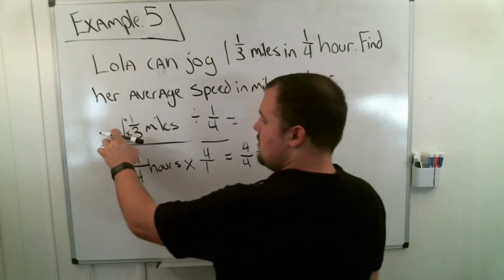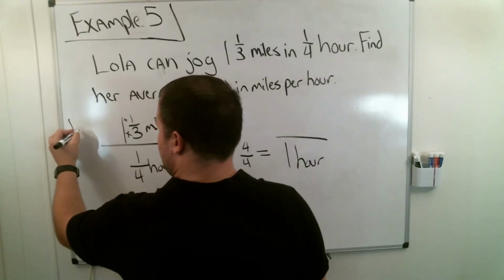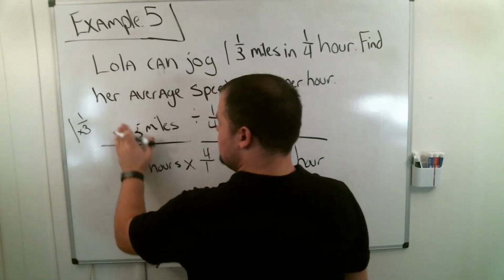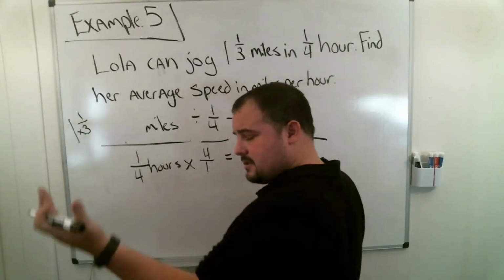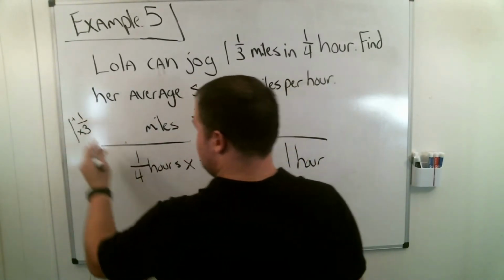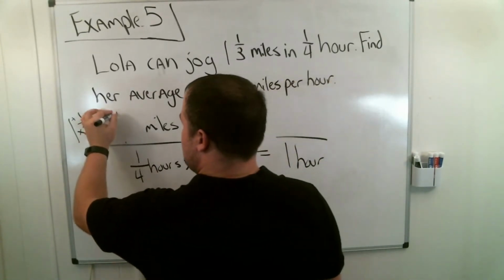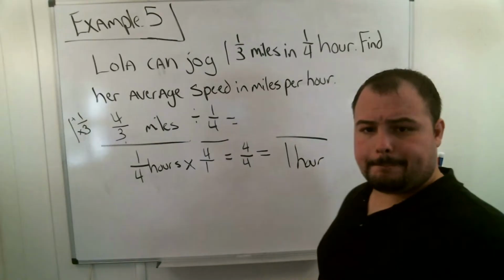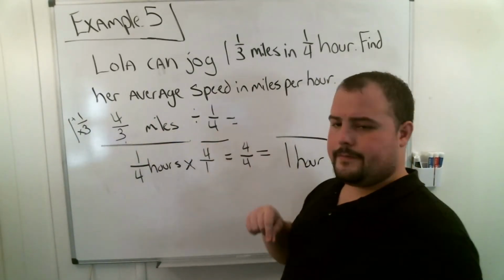Again, we just take 1 times 3. I'm going to write that over here. 1 1/3. We're going to multiply. I'm going to change this one here. 1 times 3, that's 3. Add the top, that's 4. 3 plus 1 is 4. So this is really 4 divided by 3. So I have 4/3 miles divided by 1/4.